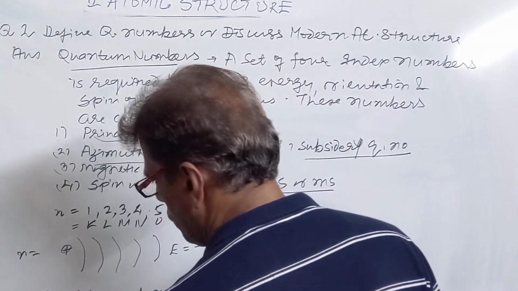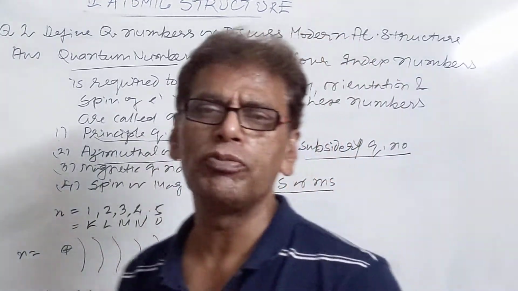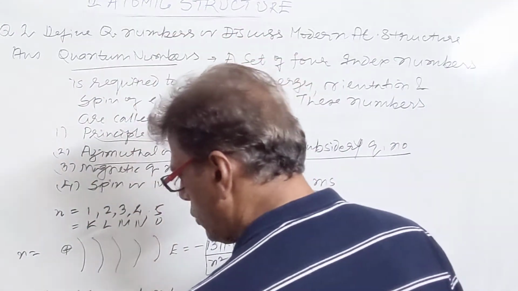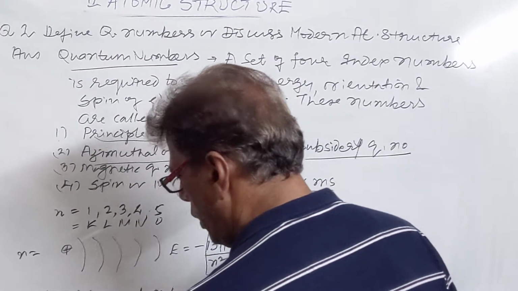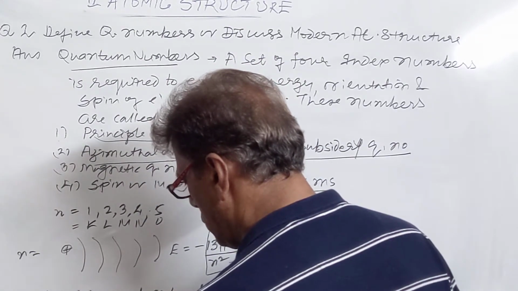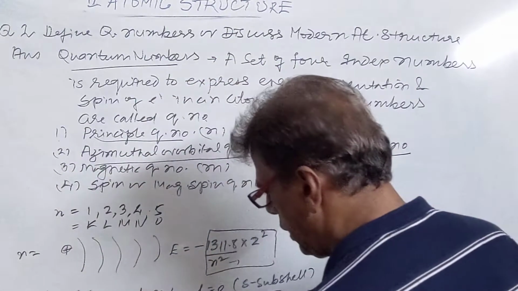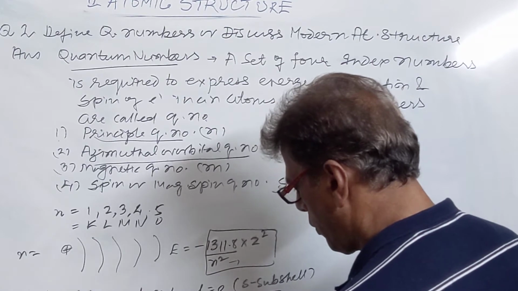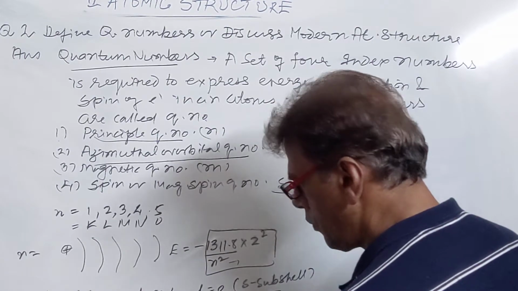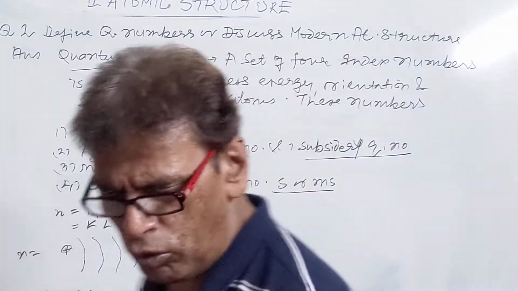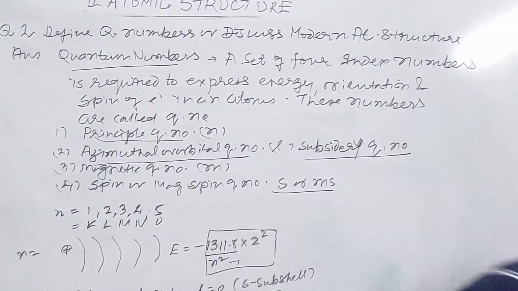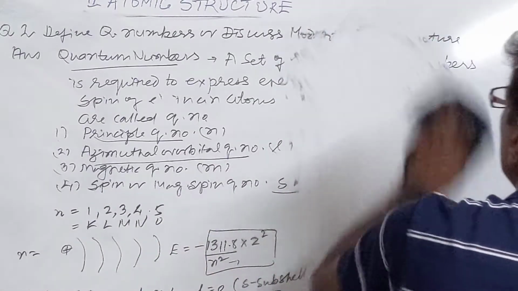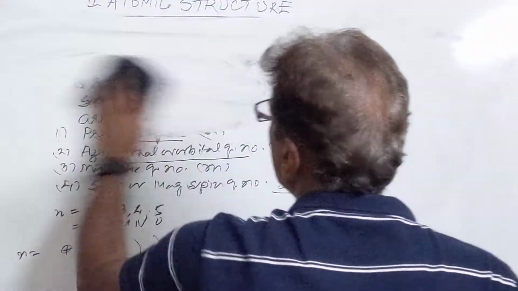And lastly we have spin quantum number. It tells us about the spinning of electron around its own axis. The spin may be clockwise or anti-clockwise. If it is clockwise, it is represented by plus half. If it is anti-clockwise, represented by minus half. So these are two spins.